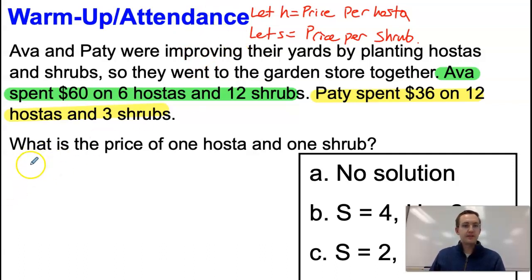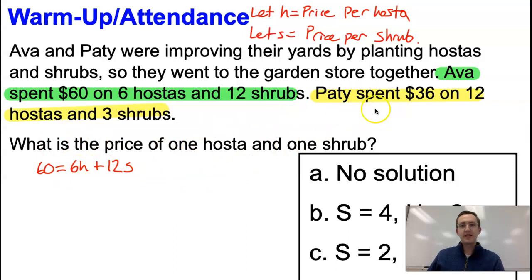So she spent $60. Let's start with our total. So we have $60 is equal to, she bought 6 hostas, so 6 times the price of 1 hosta, which we'll call H, plus 12 times the price per shrub, where we have 12 shrubs. So there's our first equation. 60 is equal to 6H plus 12S.